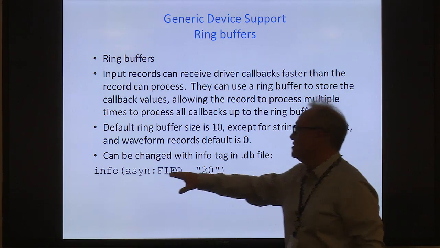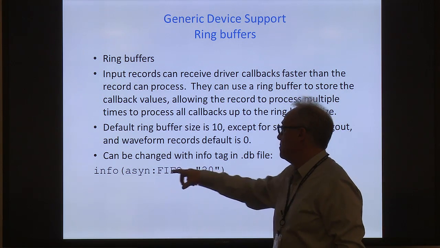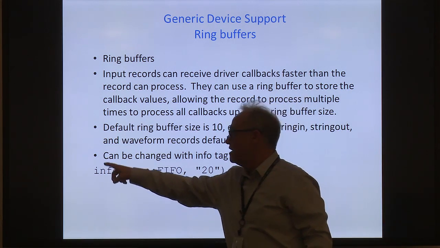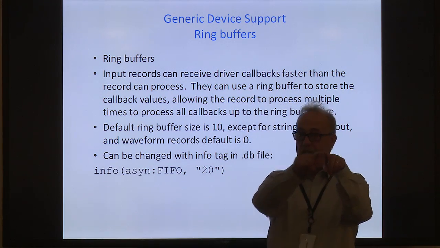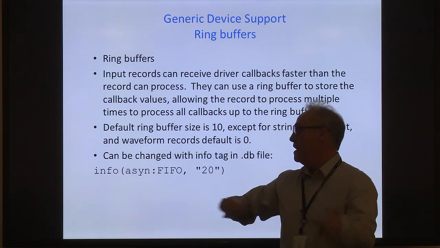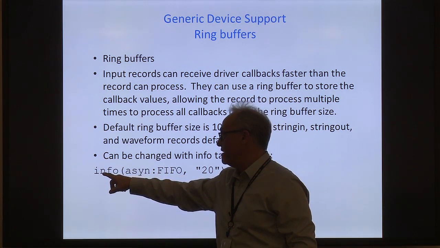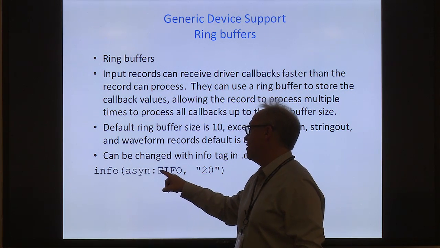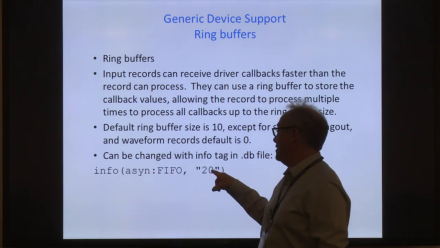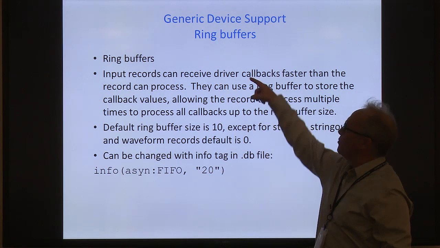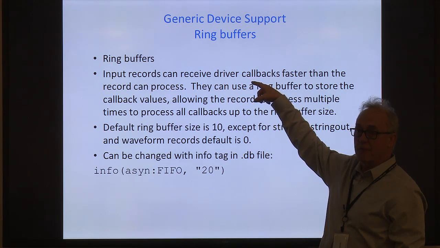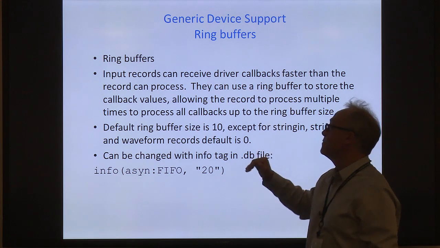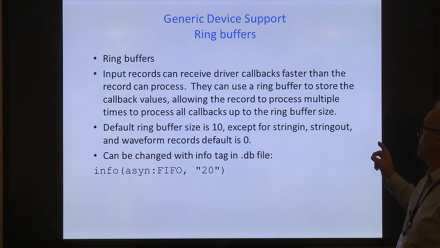You can change the size of that buffer by adding what are called info tags. I don't know if you're familiar with them. In your database, you've got field this, field that. If you also add an info entry, using the string asyn:FIFO, and you set that to 20, that would increase the size of the ring buffer for this particular record to 20 instead of 10.